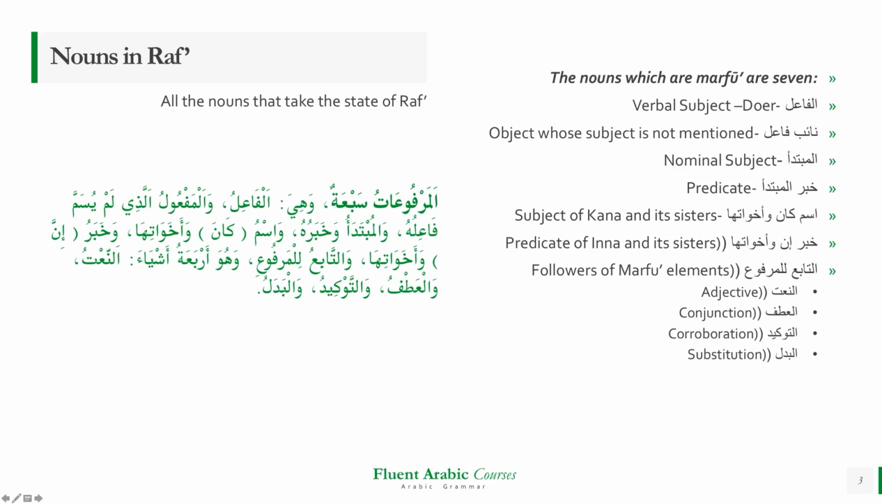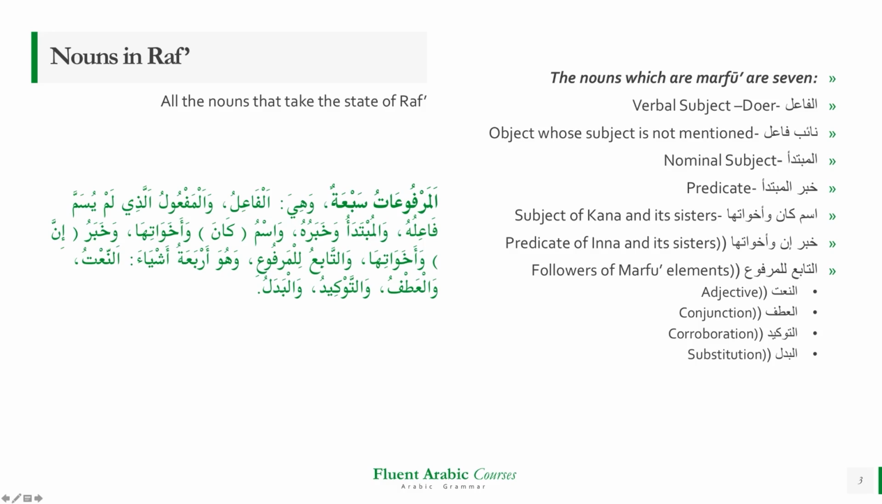Why doesn't he mention the khabar of kana here? Because the khabar of kana comes under mansubat, because it always takes the state of nasab and not the state of rafa. And similarly, the ism of inna takes nasab. So it is not mentioned here, but the khabar of inna takes the state of rafa. So it is one of the marfu'at.